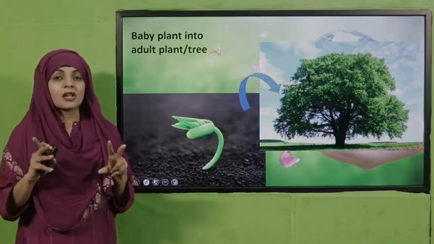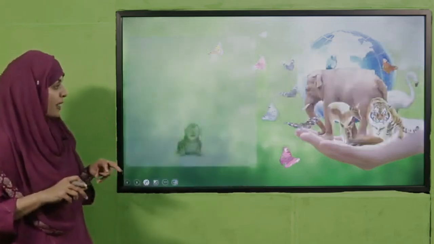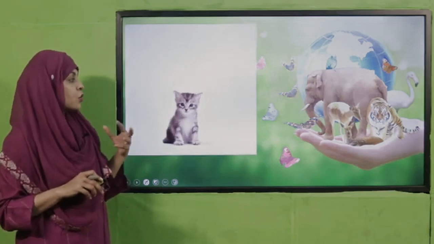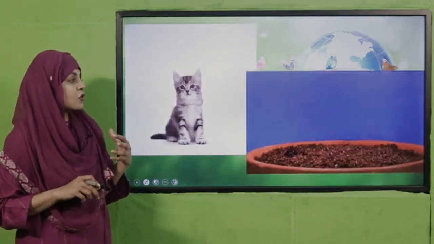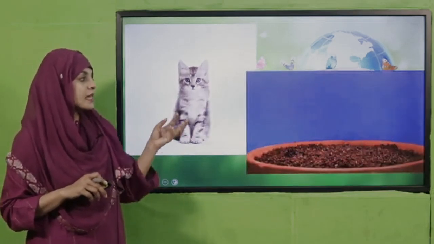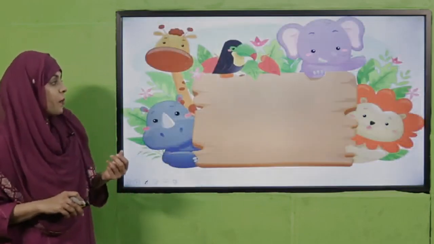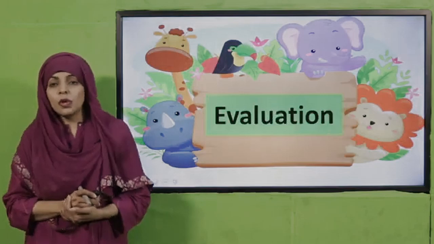Both are living things, और आज हमने इनके यही दो characteristics जो हैं उनके बारे में study करना है. So here you can see kitten grows into an adult cat, and in the next picture you can see the seeds grow into seedling and then into an adult plant. So my dear students, now let's move forward towards the evaluation.